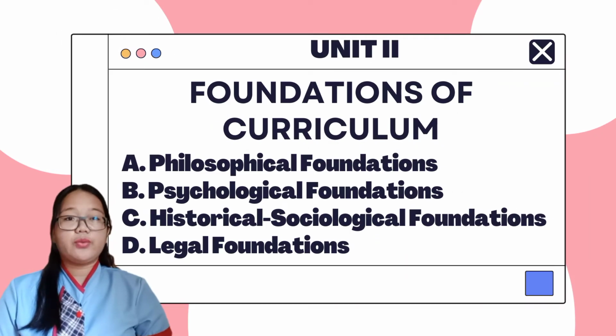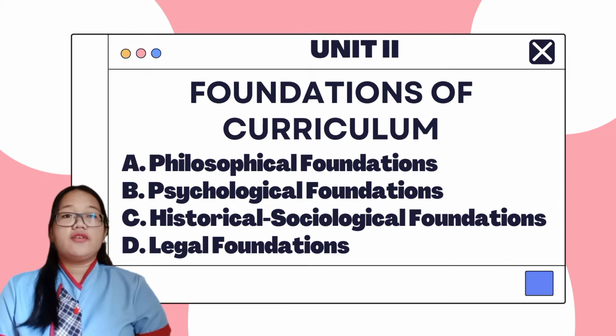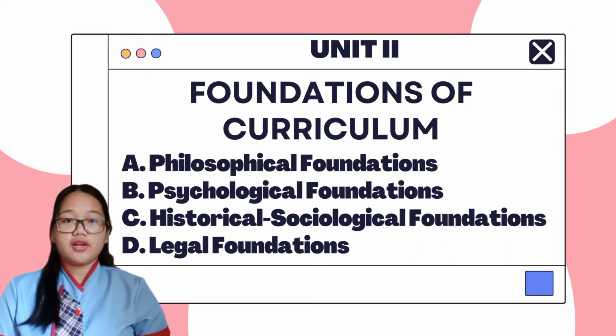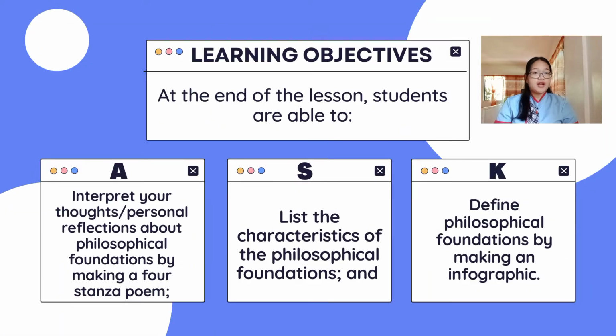For this unit, we have four foundations of curriculum, and these are philosophical foundations, psychological foundations, historical sociological foundations, and legal foundations. These are the learning objectives for today's discussion. After the lesson, students are able to interpret thoughts or personal reflections about philosophical foundations through a four-stanza poem, list the characteristics of philosophical foundations, and define philosophical foundations by making an infographic.